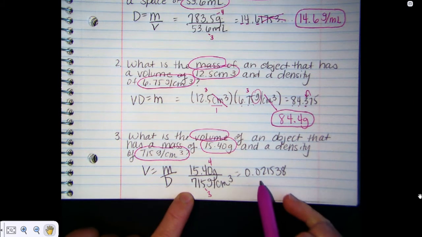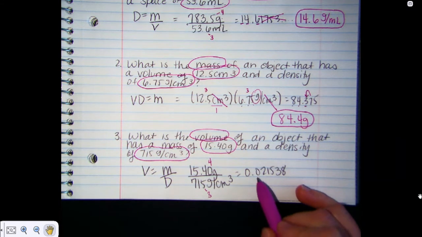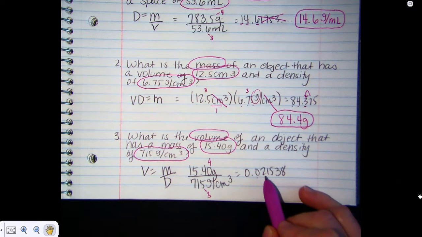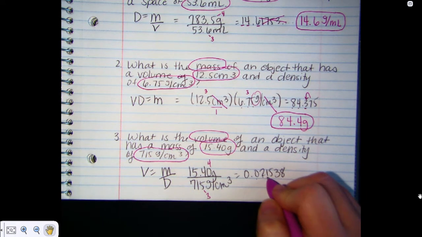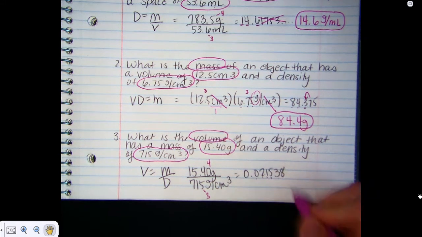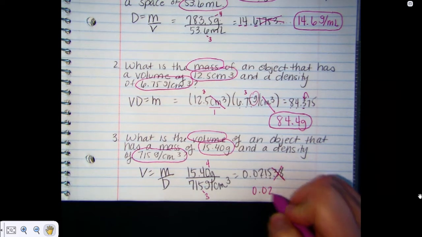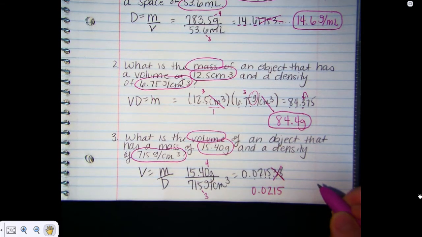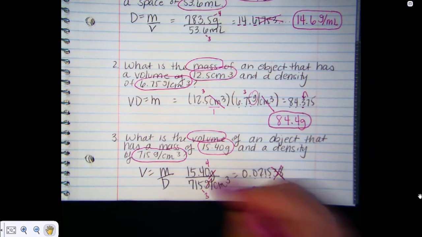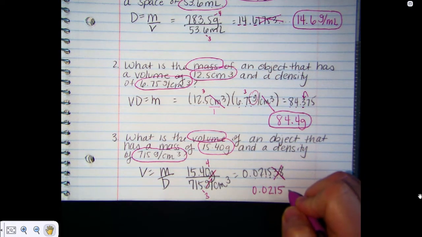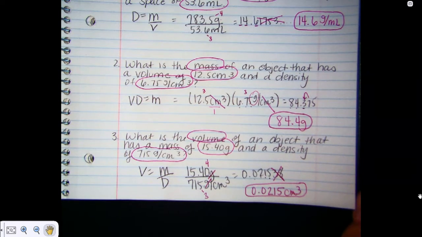Now remember here, this is a leading 0. It does not count. If I were to put this number into scientific notation, that 0 would not be there. So I'm going to start counting significant digits at the 2. So 1, 2, 3. The 3 does not round the 5, so I'm going to lock that end part off. 0.0215 is going to be my answer. And then when I look at my units, my grams and my grams are going to cancel, and it's going to leave me in centimeters cubed, which is a volume unit. All right.